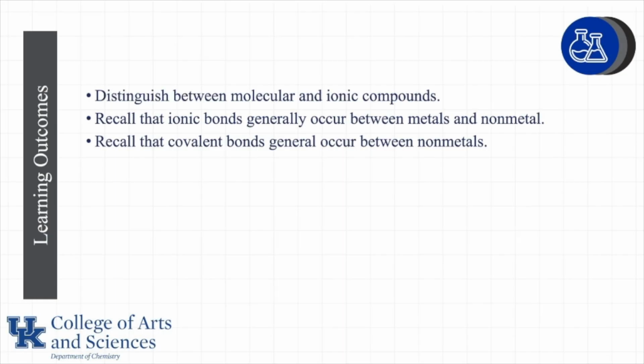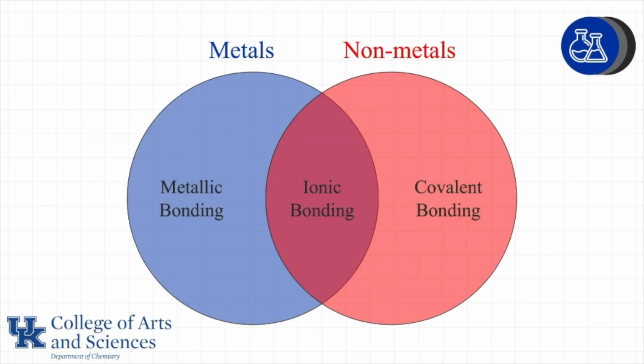In this lesson, we're going to look at the difference between molecular and ionic compounds. When we look at bonding, we see there are three distinct kinds of bonding: metallic, ionic, and covalent. Metallic bonding occurs between two or more metals. Covalent bonds form between two or more nonmetals, and ionic bonding happens between a metal and a nonmetal.